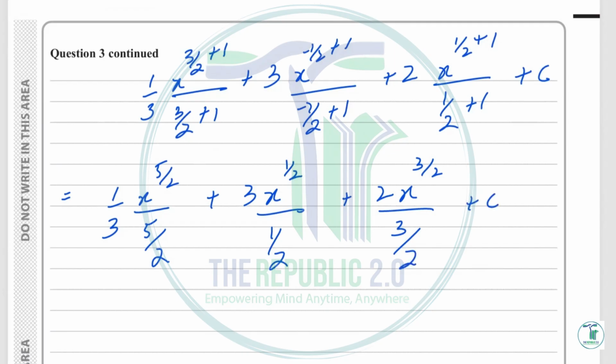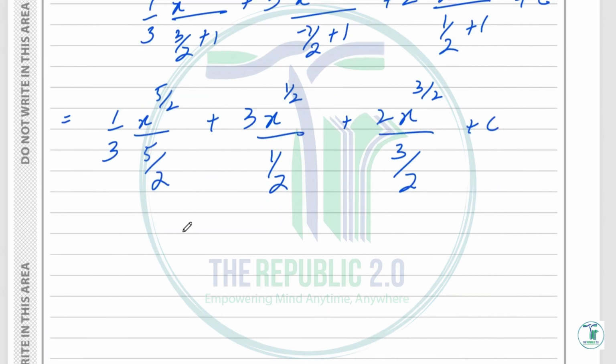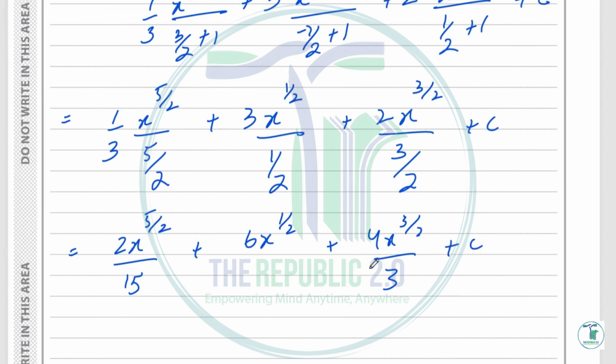So further simplifying it, all these denominators would get multiplied by the numerators. So I must have 2x to the power of 5 by 2 divided by 15, plus 6x to the power of 1 by 2, plus 4x to the power of 3 by 2 divided by 3, plus c. So that is the final answer for this integration.